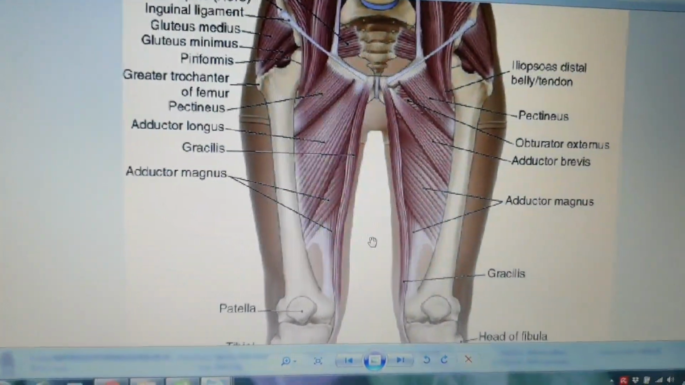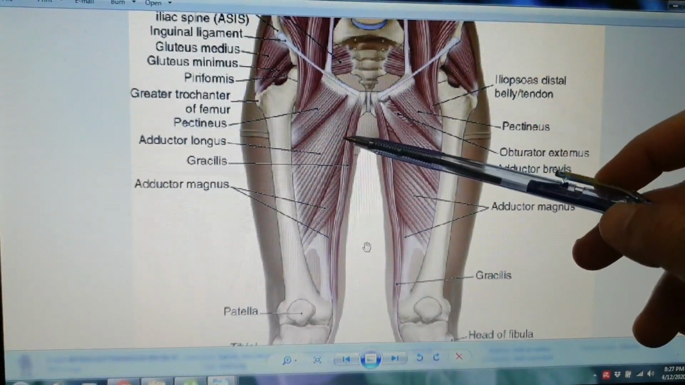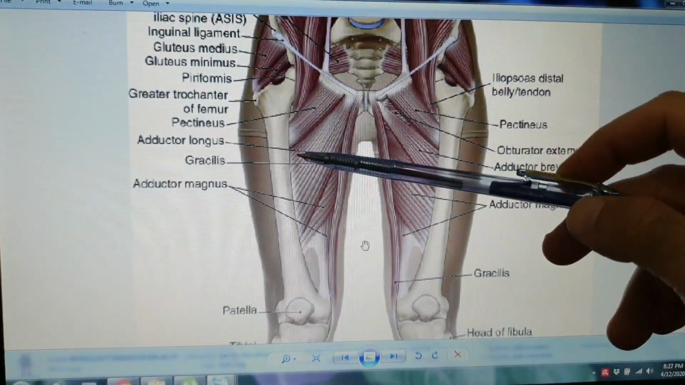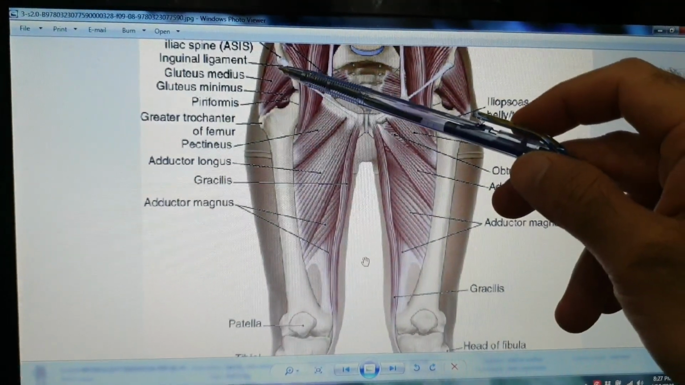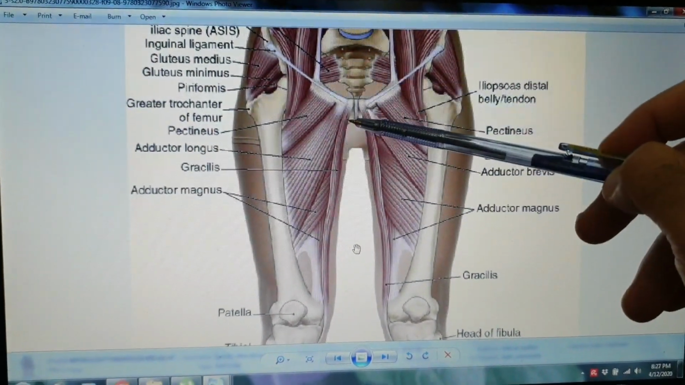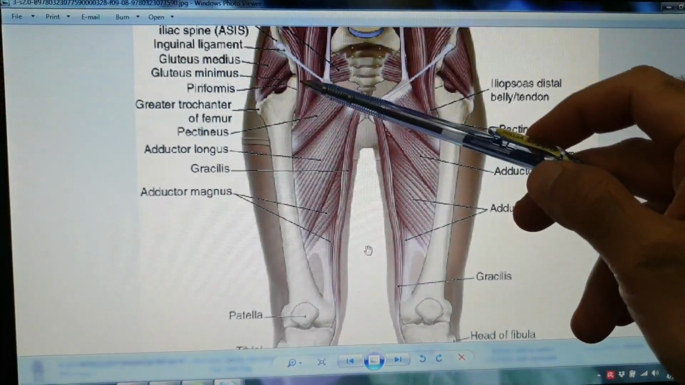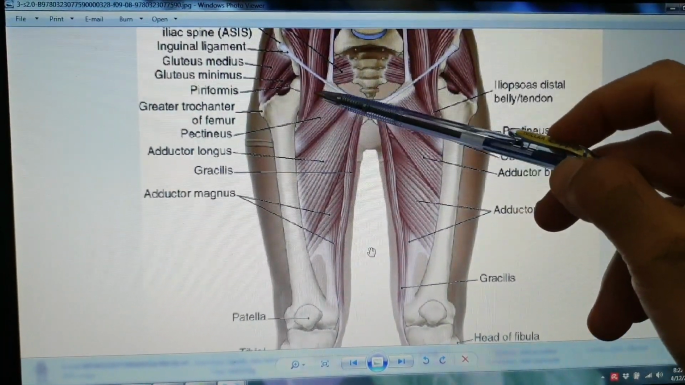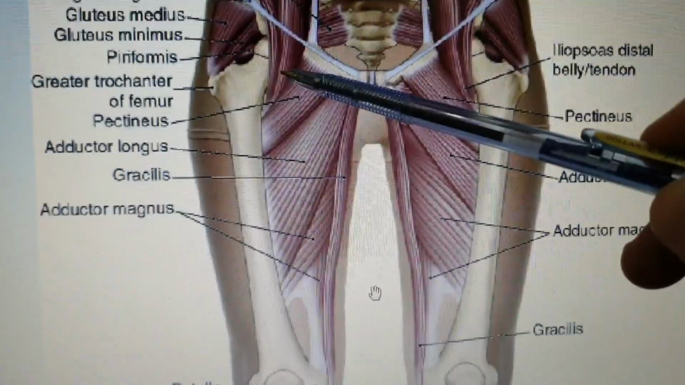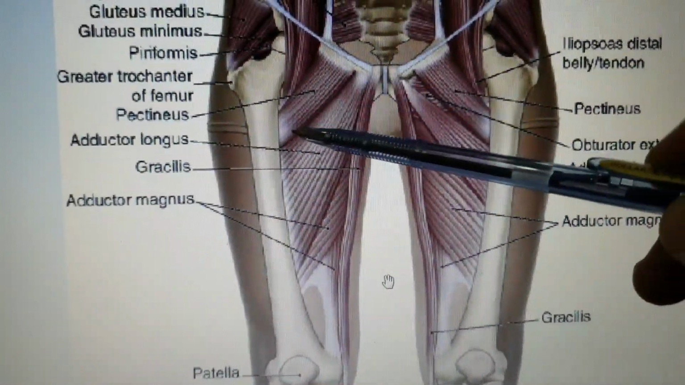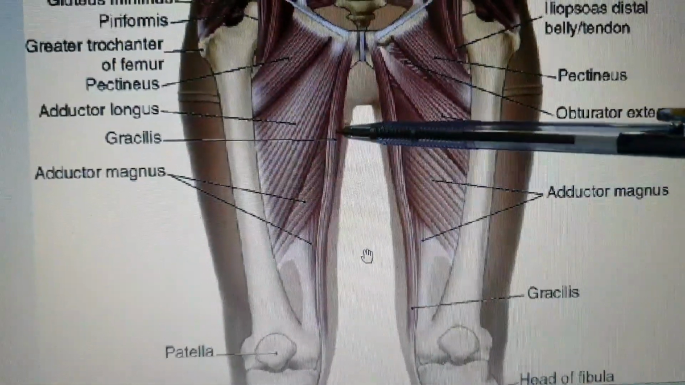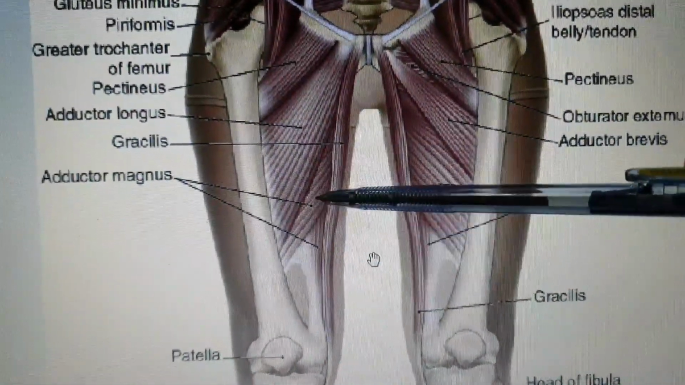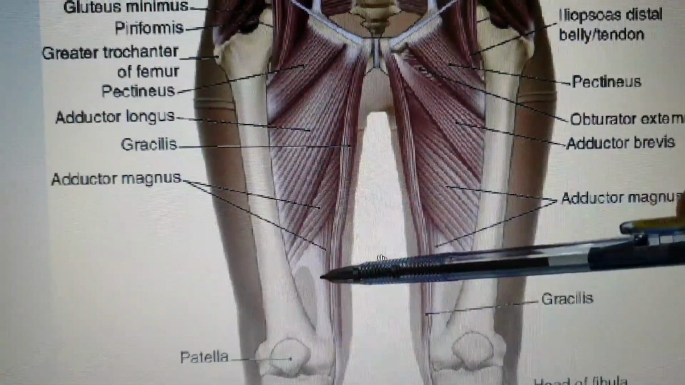Now this is a diagram showing the muscles of the medial compartment. In this diagram, the anterior compartment muscles have all been removed and the sartorius is also removed. You can see the muscles. This is the iliacus muscle, this is the psoas major muscle, this here is the pectineus, this is the adductor longus, this muscle is the gracilis, and this is the adductor magnus muscle.